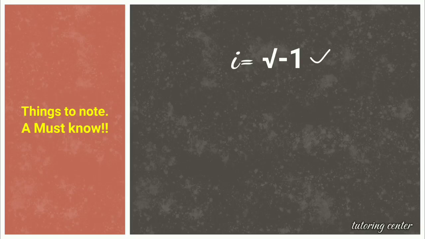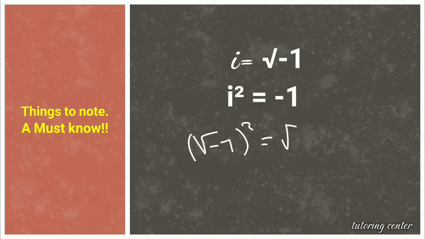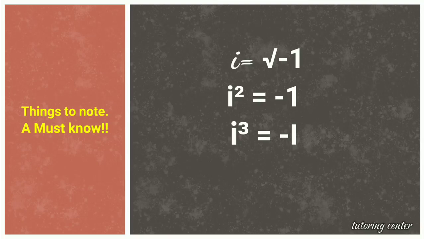So we know this already: i is equal to the root of -1. i squared is -1. That is because i, the root of -1, all that squared, is equal to the root of -1 times the root of -1, which is equal to -1. As simple as that. The third one is that i cubed is -i. If we know that i squared is -1, it means that i squared times i is the same as i cubed, and i squared is -1 times i. That therefore means i cubed is equal to -i.